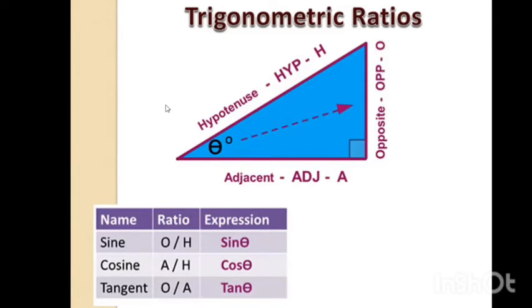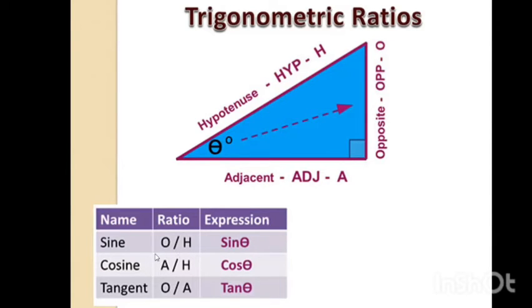We know that sine, cosine, and tan are all basic ratios, right? For finding the sine ratio, we have to divide opposite by hypotenuse. Here, O indicates opposite, H indicates hypotenuse. So to find sine theta, we have to find the ratio of the opposite side and the hypotenuse.